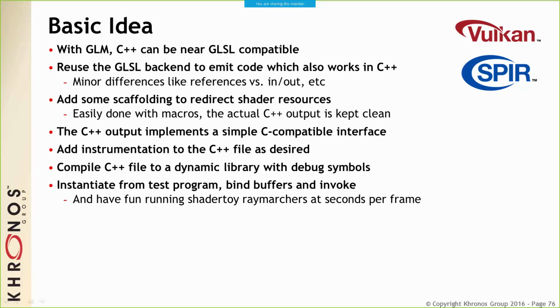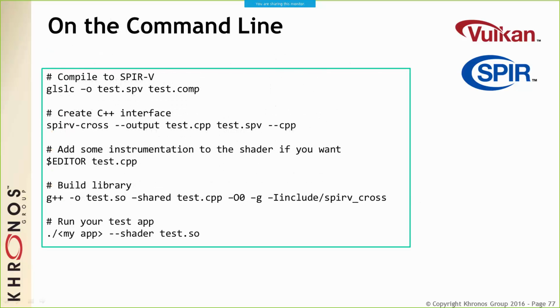We could then compile that with debugging symbols, run that shader, and step through it in GDB or Visual Studio or whatever your favorite debugger is. I have run a few Shadertoy raymarchers and they take seconds per frame on the CPU, but it works if you want that. So essentially what it would look like is: you compile down to SPIR-V, output a C++ file, maybe tweak it a little to add some instrumentation if you want, build an SO, and run it. In that test application, you will have to bind specific buffers and textures and stuff.